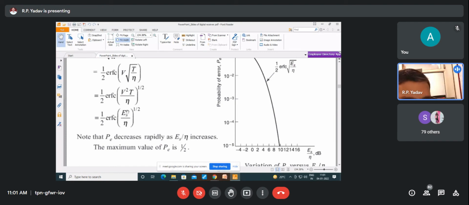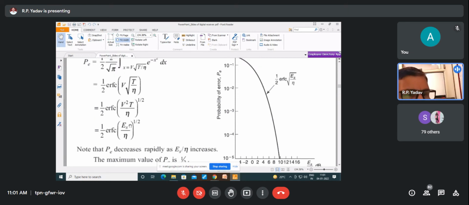So essentially, as I said earlier, this S is symbol power. S stands for symbol here. It can be bit also. If it's 1 bit, you can define it as Eb also. So this is my complementary error function. That means the probability of error for a baseband transmission system affected by noise can be characterized mathematically as 1 by 2 complementary error function of Es upon eta to the power 1 by 2.